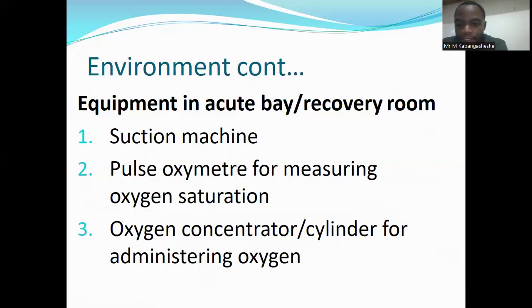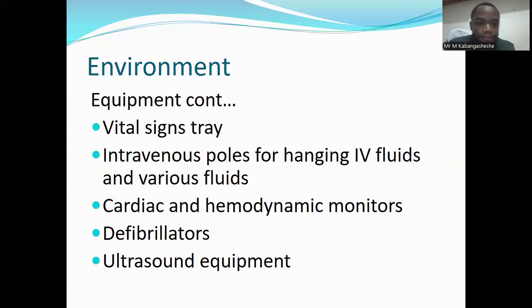So a pulse oximeter is connected to the patient, either the thumb or the toe, to monitor the amount of oxygen in tissues. Then we need an oxygen source. This can be a cylinder or a concentrator, what you call an oxygen machine, which can be given now via a mask or a nasal catheter, whichever is available in the hospital.